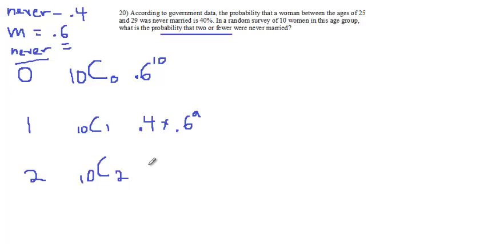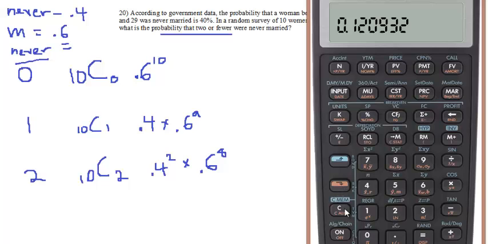For the third possibility, where you have two that are married, you'd have 0.4 times 0.4, which is 0.4 to the 2nd power, times 0.6 to the 8th power. So you've got to multiply the various chances here. So for the first one, let's use a calculator. I'll put this calculator up here.